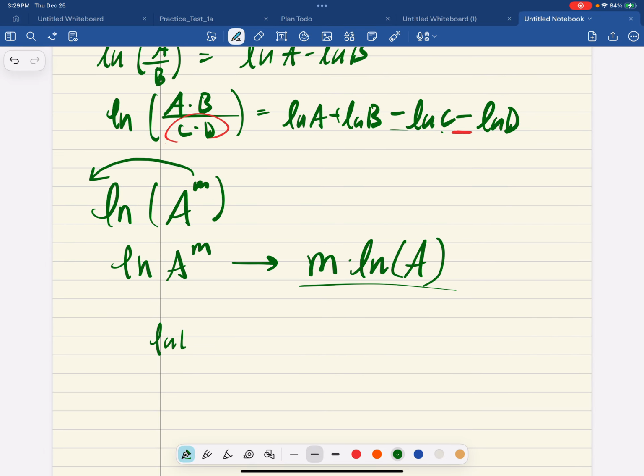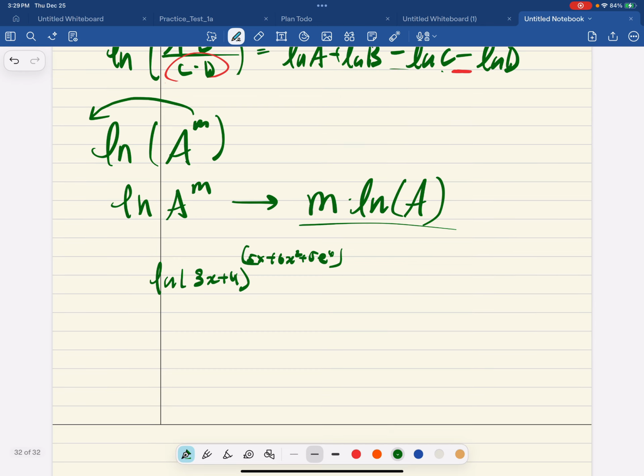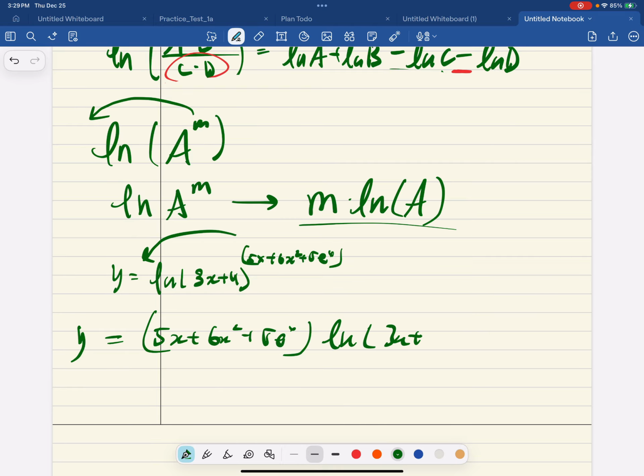So ln of, let's say, 3x plus 4 to the power of 5x plus 6x squared plus 5 e to the x. So this can be simplified as well. It's just simplification. There's nothing going on. It's still y. Still y turns into 5x plus 6x squared plus 5 e to the x, times the ln. Just bring it to the front, and then go from there.